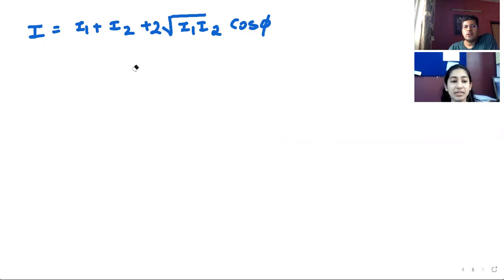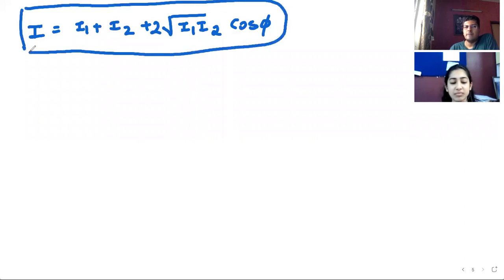So this is the expression of the intensity of a wave. So this is a phase difference.